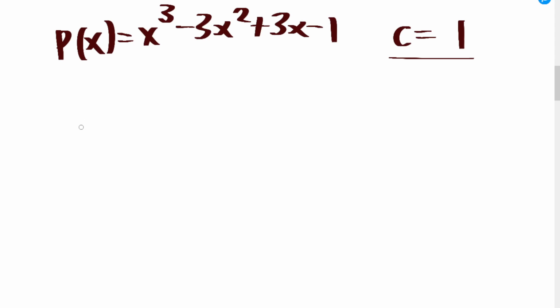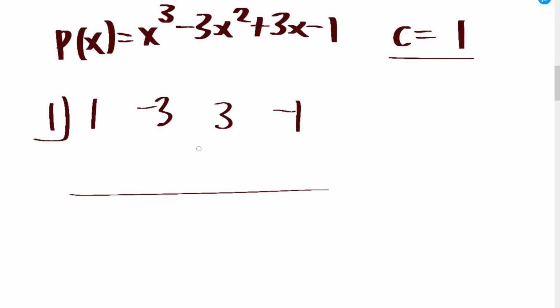So first we'll just lock in that 1. We don't need to change the sign since it's already telling us what it is. We're going to take the 1, the negative 3 from the 3x squared, the 3 from 3x, and the negative 1. And then we're going to drop that 1 down. 1 times 1 is 1. Negative 3 plus 1 is negative 2. Negative 2 times 1 is negative 2. 1 times 1 is 1. And that gives us a 0.